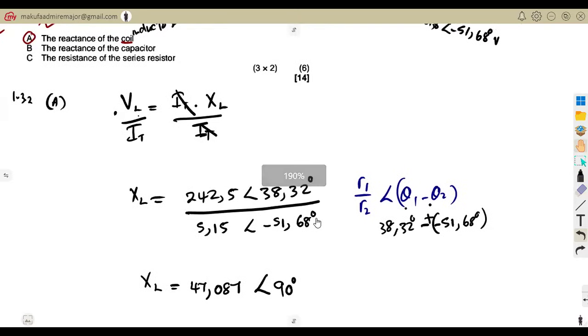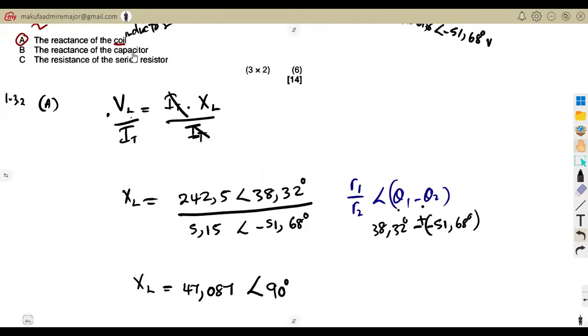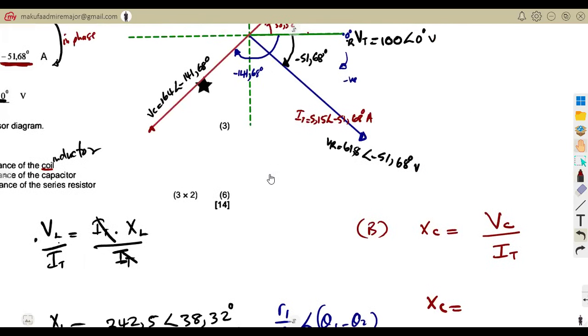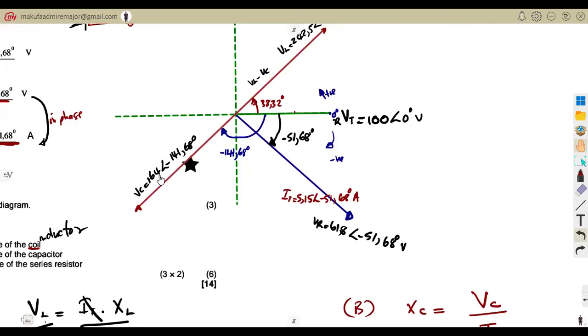All right, so let's consider the B part because we also have the reactance of the capacitor. As we had the first one, we're going to have also for the capacitor. What is going to be our reactance for the capacitor? From the manipulation that we made, it simply means the reactance of the capacitor will be the voltage of the capacitor over the total current, because we saw that the total current in a series combination is the same. That was going to give us the value of XC with our VC, which was 164 at minus 141.68.